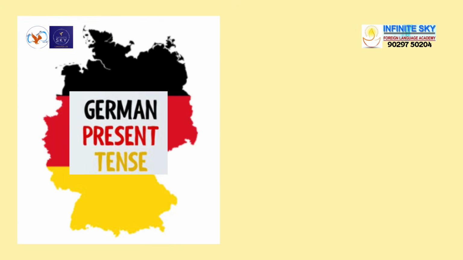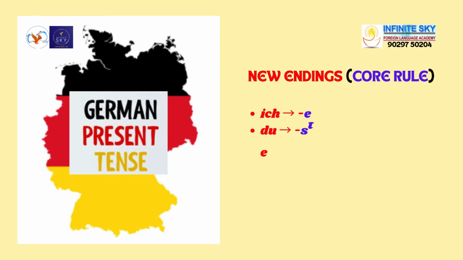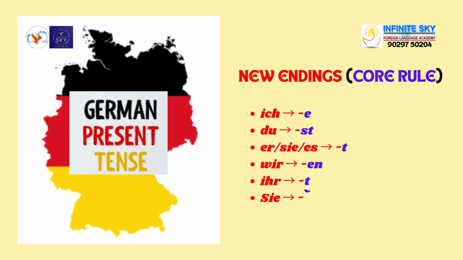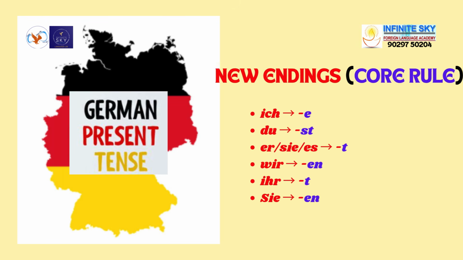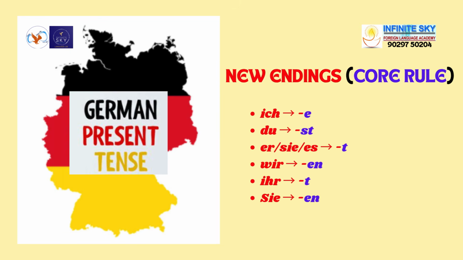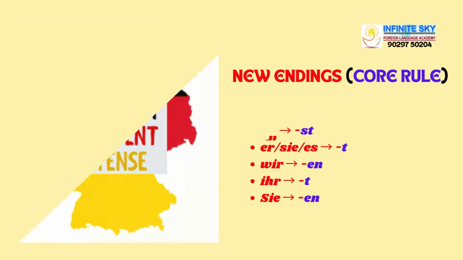These are your core endings. For ich, it is -e. For du, it is -st. For er/sie/es, it is -t. For wir, it is -en. For ihr, it is again -t. And for sie/Sie, it is again -en. Just remember this table and you can conjugate most German verbs.